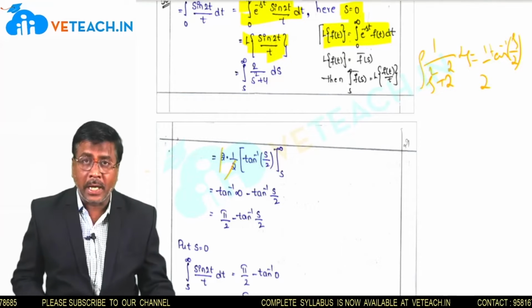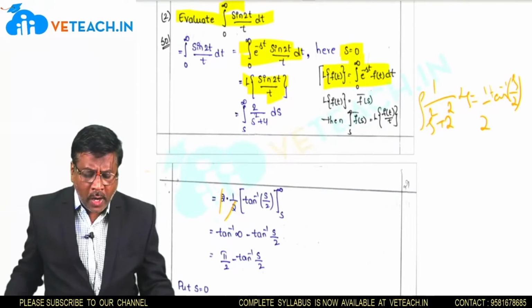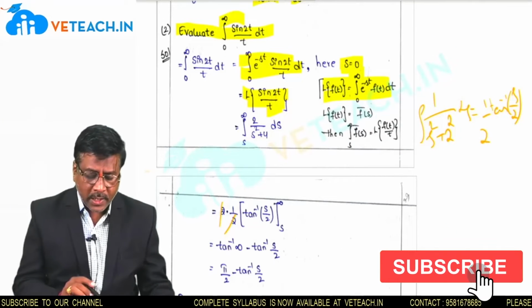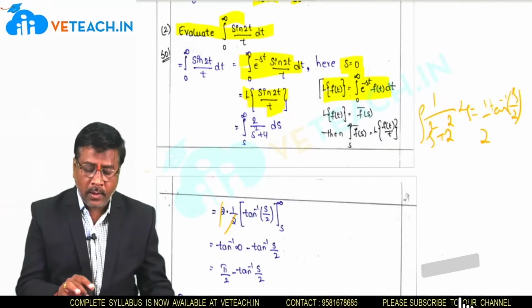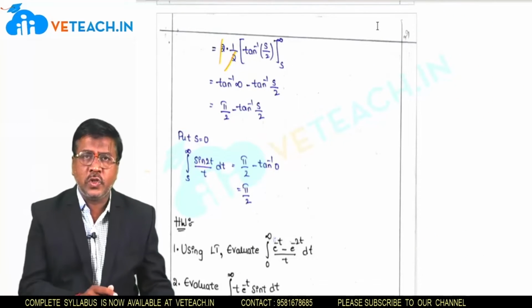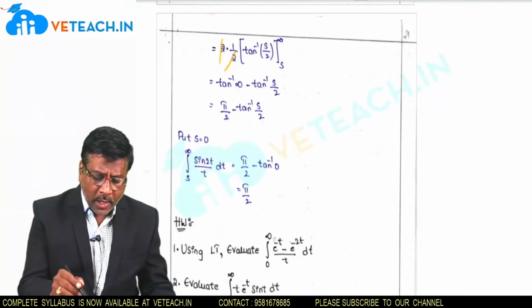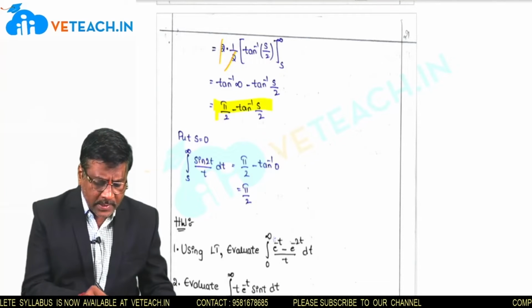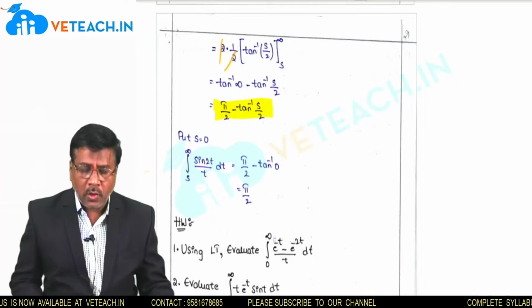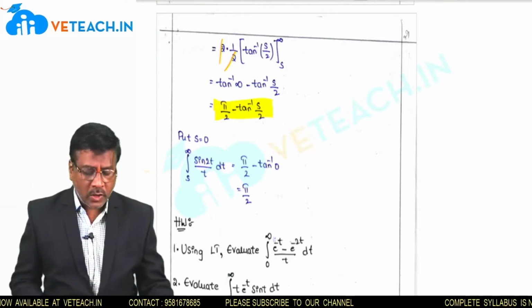But here, whatever we have to consider, I have to put it in the form of the Laplace transform definition, that is why I have to put e power minus st, where in place of s it is equal to 0. Now here also, in whatever solution we are getting, in place of that I have to put s equal to 0, that is equal to pi by 2 minus tan inverse of 0, that is equal to pi by 2. All of you catch my point?